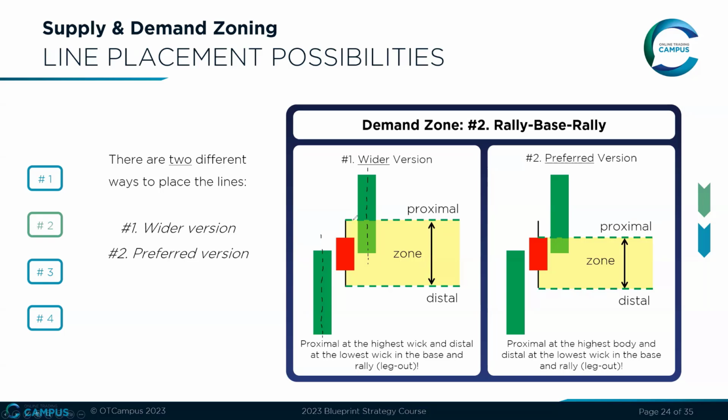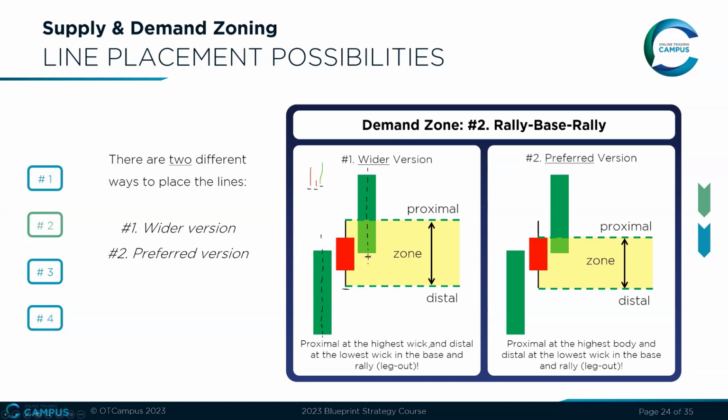And the distal, that's the difference, okay? The distal goes to the lowest wick in the base, including the leg out. So when we look at the distal, we only look at the base and the leg out. As we looked at the drop-base-rally, when we placed our distal, we looked at the entire formation. So we looked at all of those candles. Here we're only looking at the base and the leg out. That's the difference. Where the proximal goes is exactly the same.